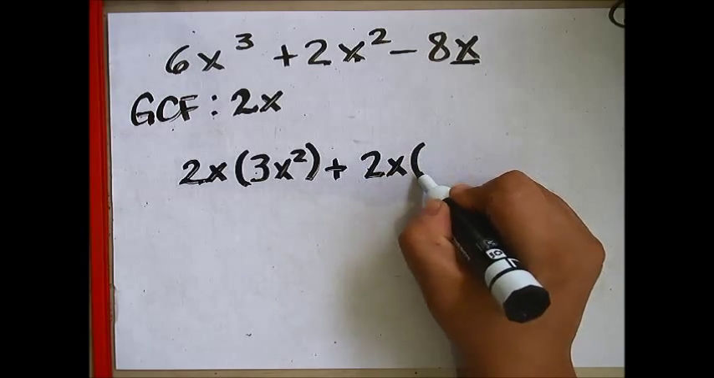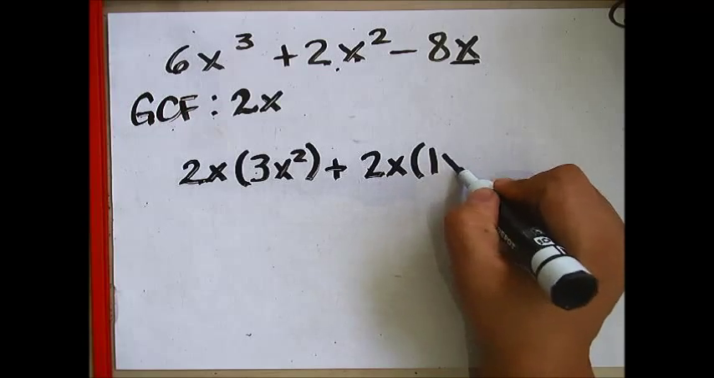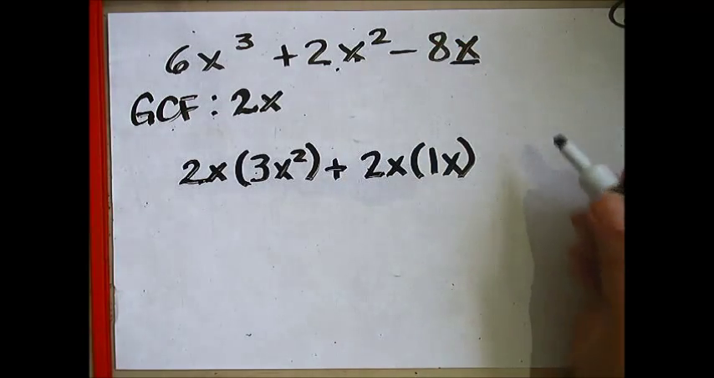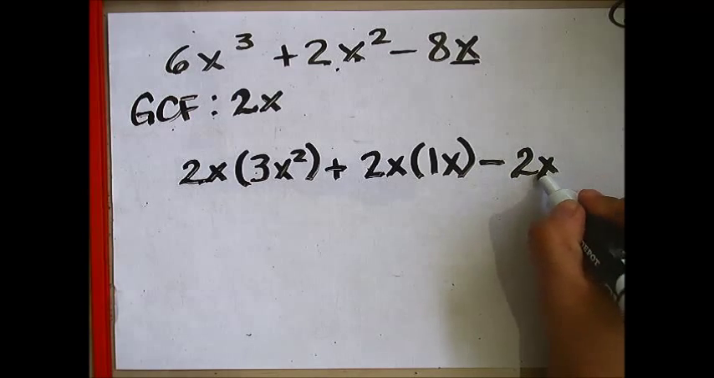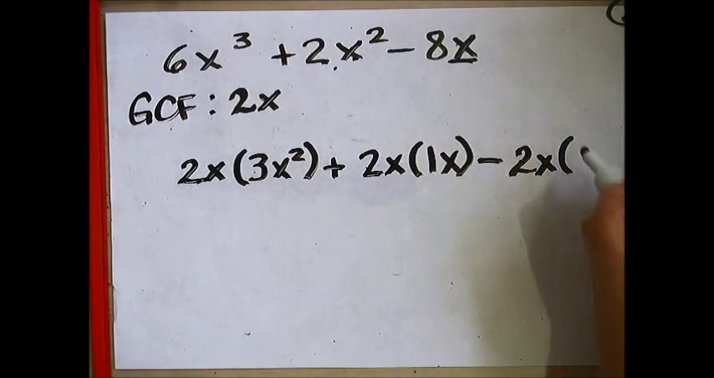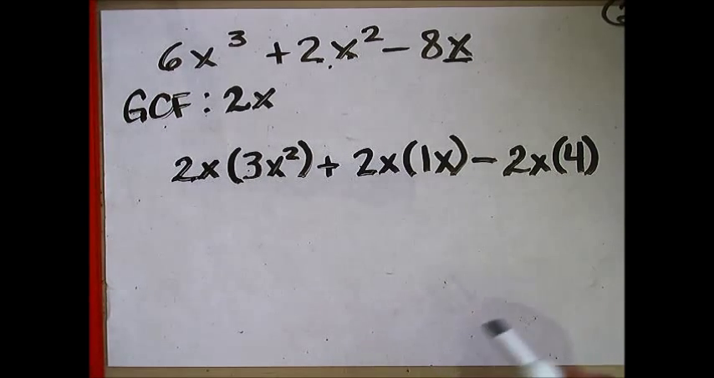Plus, again, I take my greatest common factor, and 2 times 1 gives me 2. X times x will give me x squared. Now I'm going to subtract. I take my greatest common factor again, and 2 times 4 gives me 8. X times 1 gives me x, so I can just close that off.